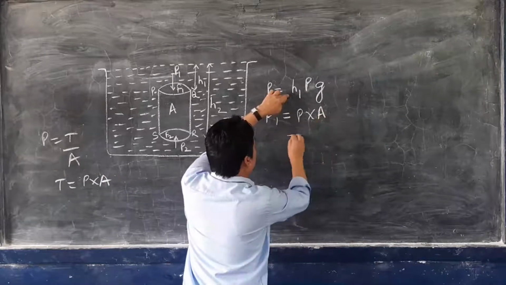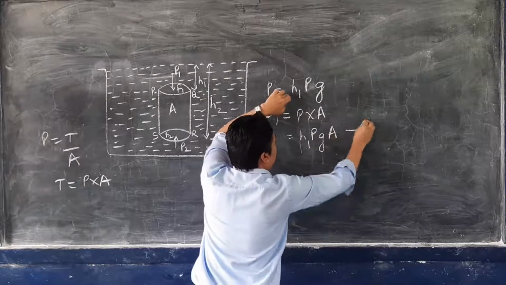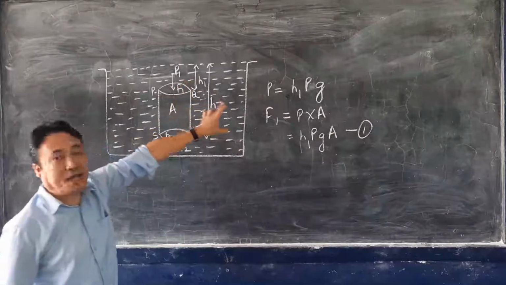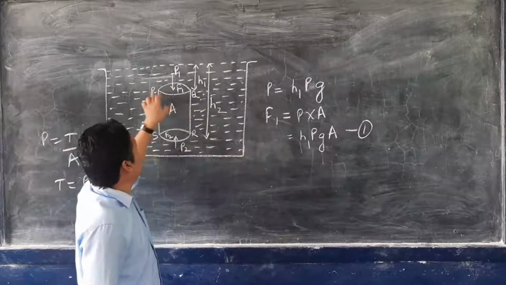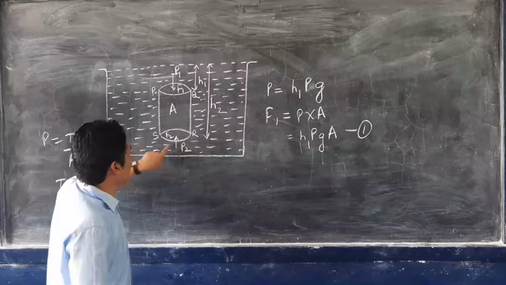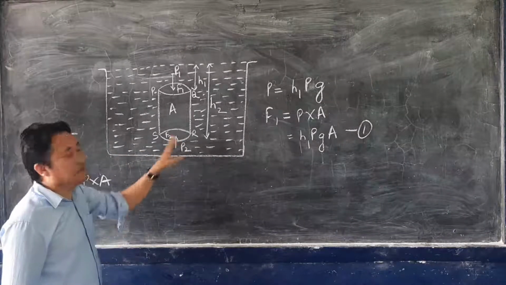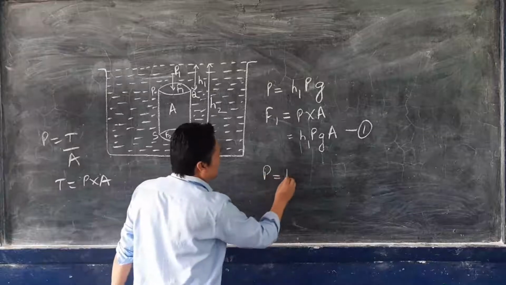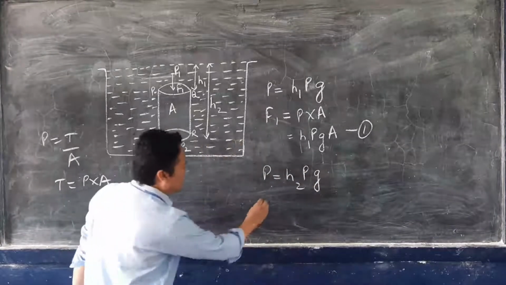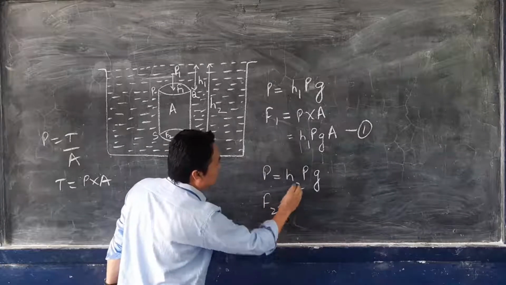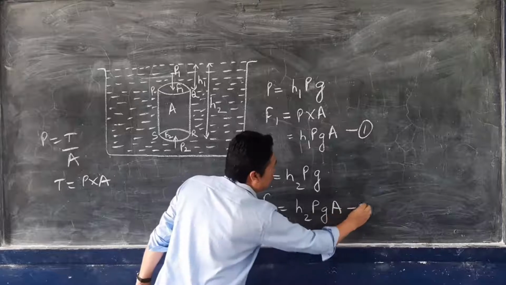So let us find the downward force F1 equals pressure into area. What is the pressure here? Pressure equals h1 rho g, so F1 equals h1 rho g A. Make this equation 1. So we have calculated the pressure and the force at the height of h1. Again, we find the pressure at the height of h2. So P equals h2 rho g. Similarly, we calculate the force here. Force F2 equals h2 rho g A. Make this equation 2.